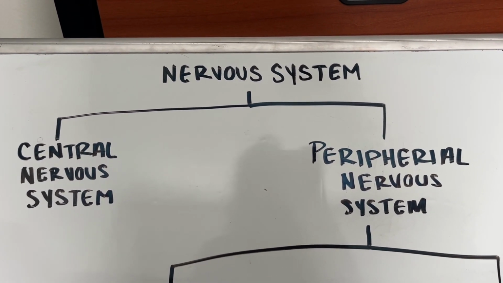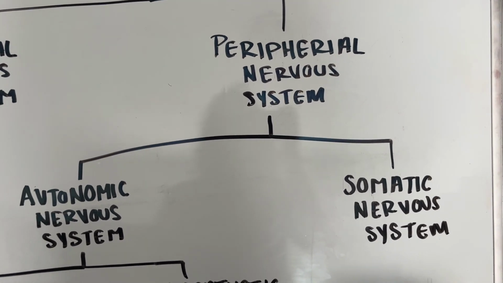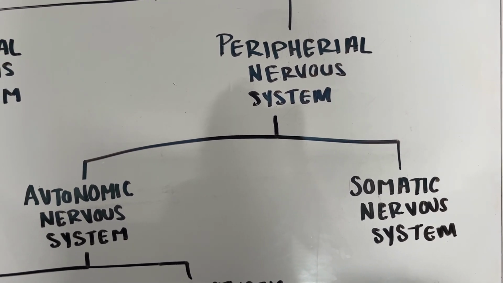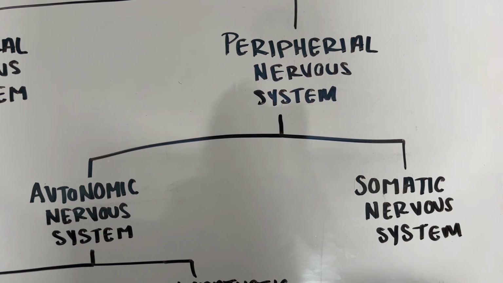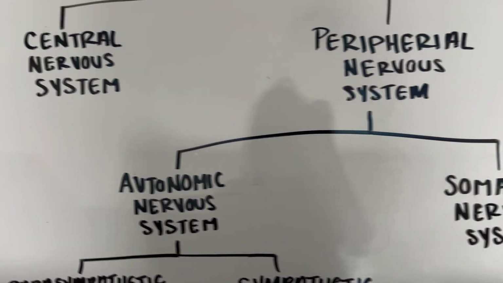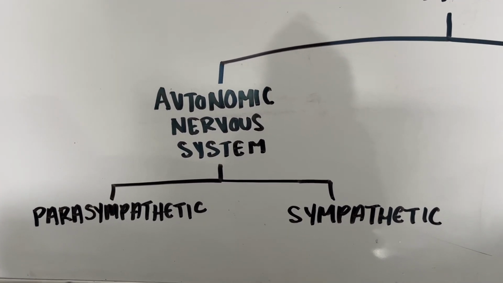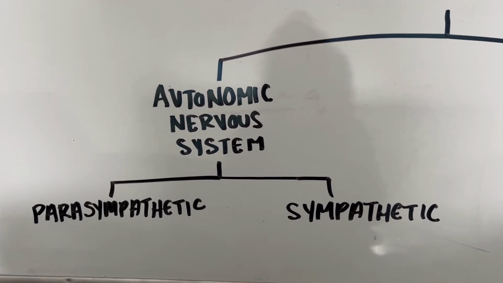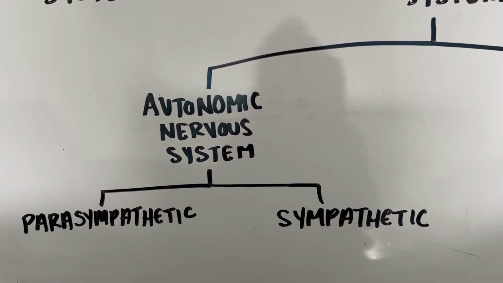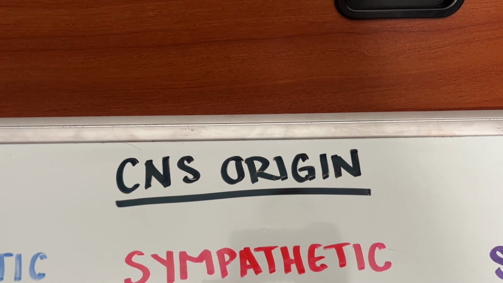body. Your peripheral nervous system can then be divided farther into your autonomic nervous system and your somatic nervous system. Your somatic nervous system is voluntary movements of any kind, and your autonomic nervous system is involuntary, and it can be divided into parasympathetic and sympathetic. We will go deeper into what each of these are as we compare parasympathetic, sympathetic, and somatic nervous systems.